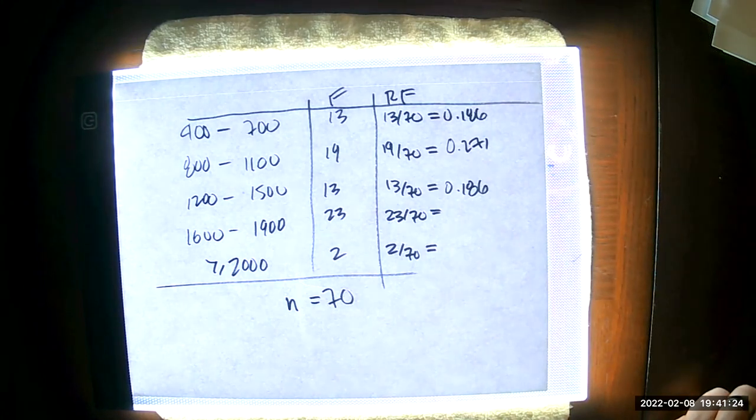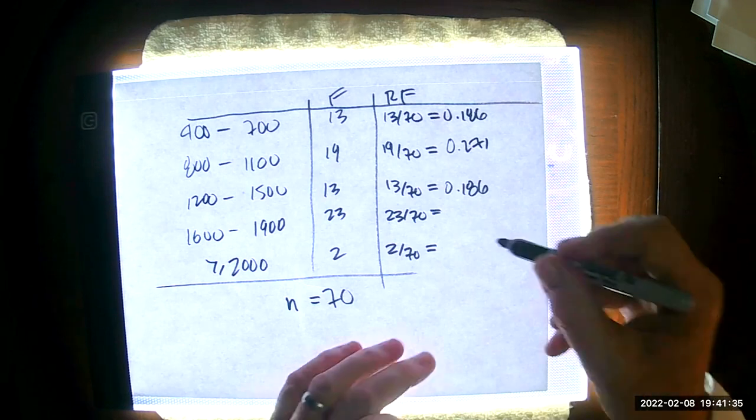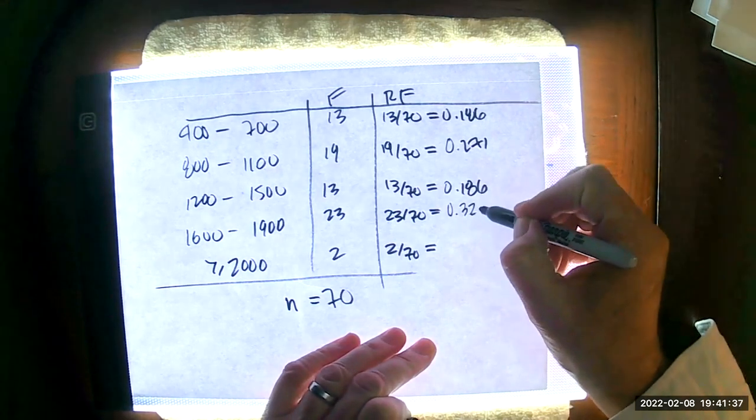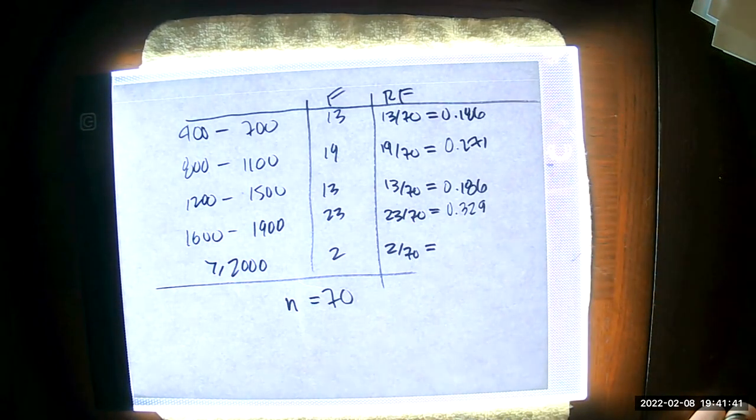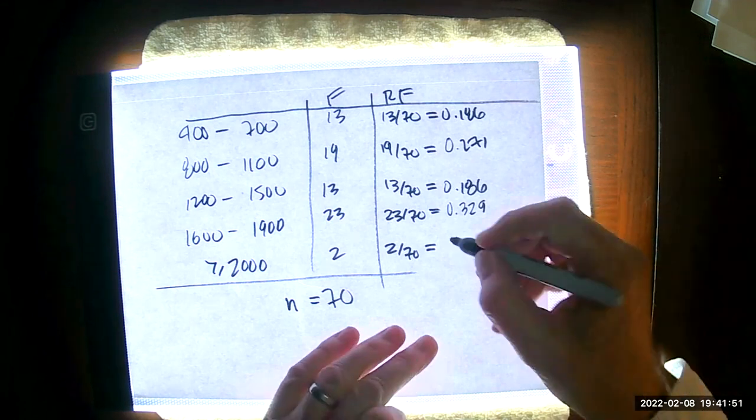There is no hard and fast rounding rule. I'm always very transparent in what I'm looking for. I get 0.3285, 0.329. I'll show you my calculator screen in just a moment. And then finally, we have 2 divided by 70, and I get 0.0285, so 0.029.